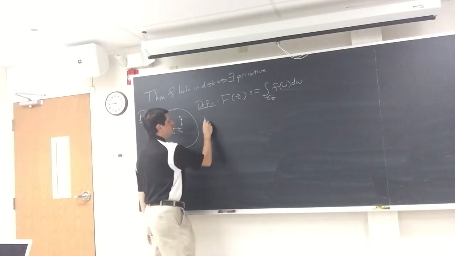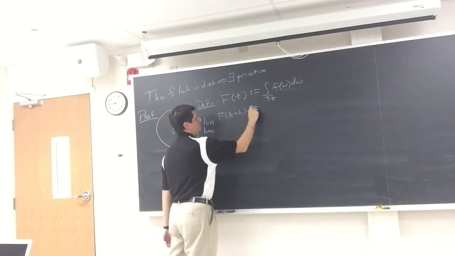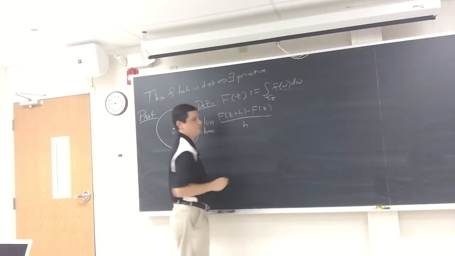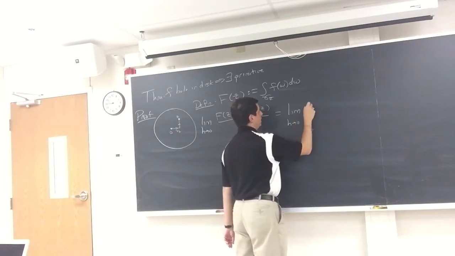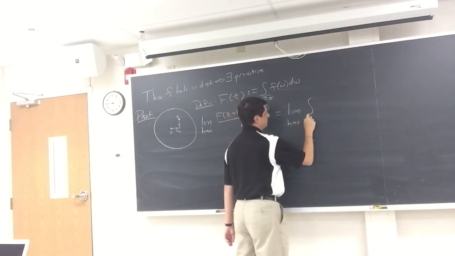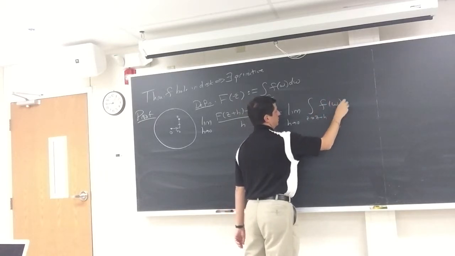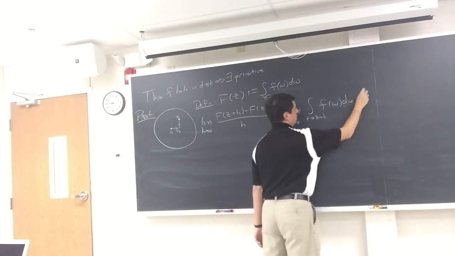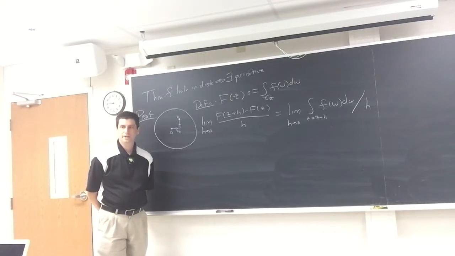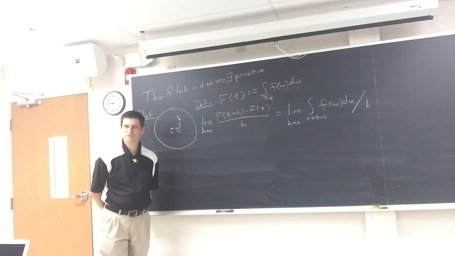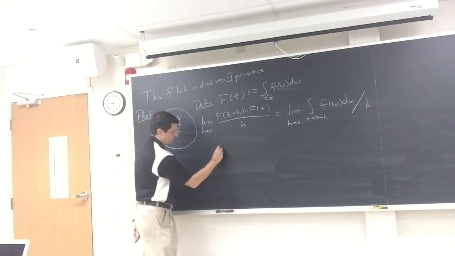Take the derivative. So consider the limit as h goes to 0 of f of z plus h minus f of z over h. This is going to be the limit as h goes to 0 of the integral from z to z plus h of f of w dw divided by h. Is that true, or do we need to do some work? Let's think about what's going on.